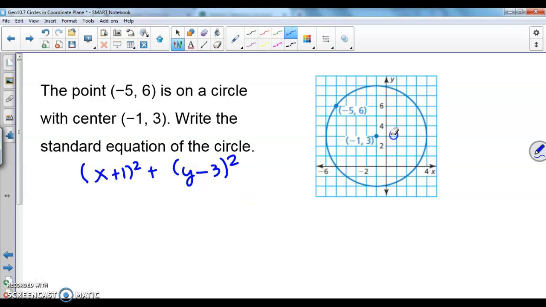Now you can do this in two ways. You can count how many units a point on the circumference is away from the center. So that's 1, 2, 3, 4, 5. Or you can actually find the distance between the given point and the center by using the distance formula. So if you do this distance formula, you'll get 6 minus 3 squared.